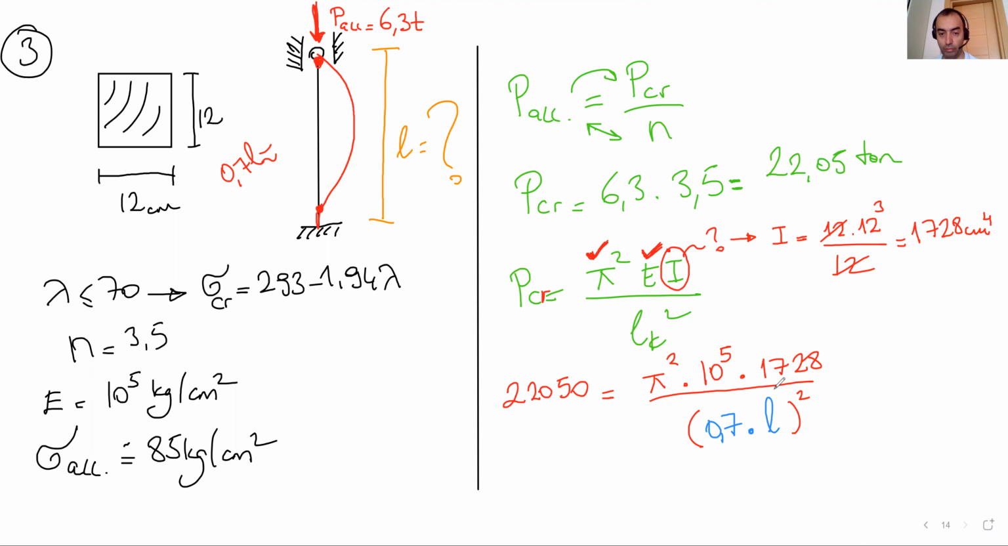If you solve this equation, you're gonna get L is 397 centimeters. Now we have L, but we have to check if our assumption at the beginning is correct or not. We need to check lambda because we assumed that our lambda will be greater than 70. That's why we used Euler's theory. We should check if it's greater than 70 or not.